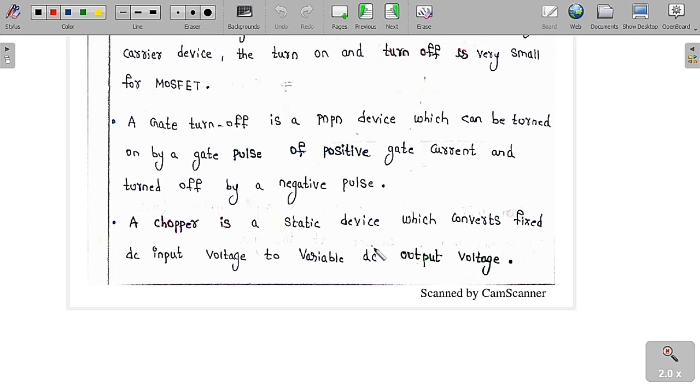A chopper is a static device which converts the fixed input DC voltage into a variable DC output voltage. I've already told you the basic function of a chopper. That is the meaning of chopper. Chopper is also called a DC to DC converter, or a DC equivalent of a transformer, because you can step up the voltage and also step down the voltage.